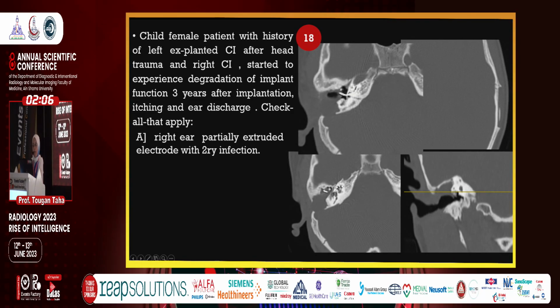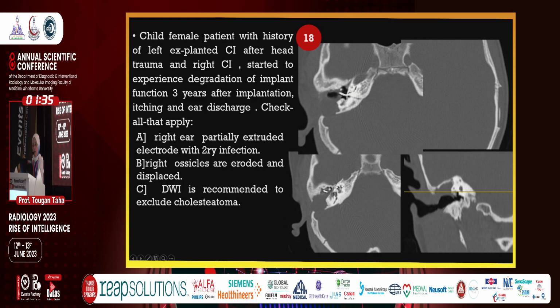This is a child female patient with history of left explanted cochlear implant after head trauma and right cochlear implant. She started to experience degradation of the implant function 3 years after implantation, itching and ear discharge. Check all that apply. Right ear partially extruded electrode with secondary infection. Right ossicles are eroded and displaced. Diffusion weighted images is recommended to exclude cholesteatoma, and empty left well after explantation is seen. Please answer.